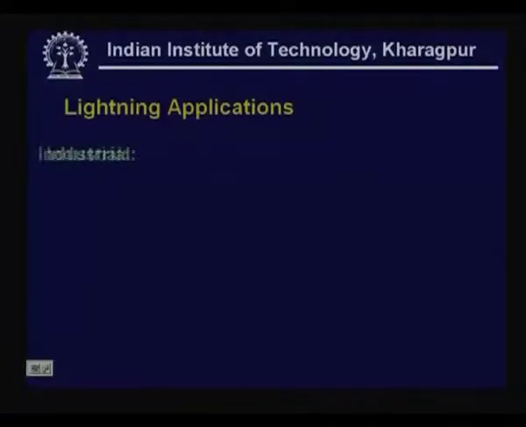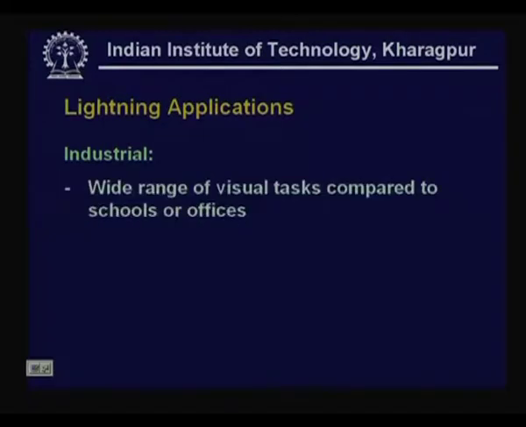Coming to the lighting applications, let us take the first of its kind, one of the most important things, industrial lighting. Industrial lighting has been a very important issue because, as we have been telling, by trying to make the activity round the clock, we are able to have more production. That is one important thing, and therefore there are various types of visual tasks. Unlike offices and schools, where reading and writing is the major task, requirements are quite different in industry.